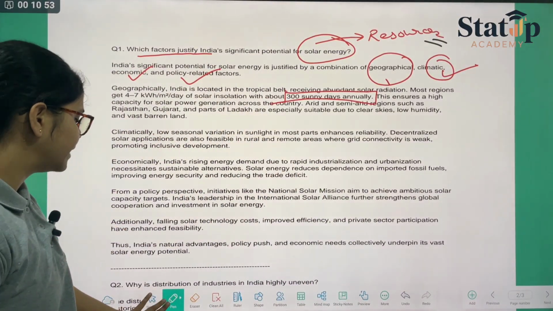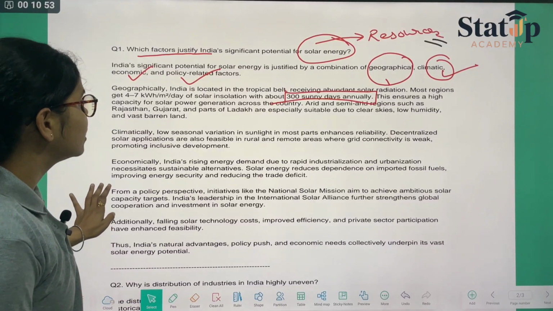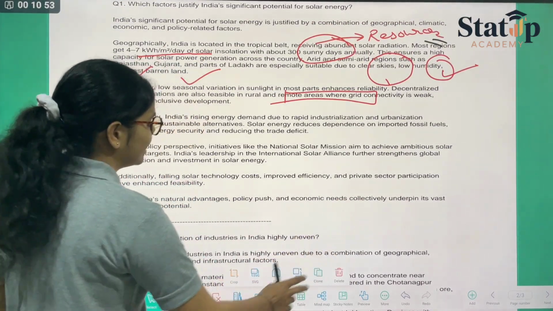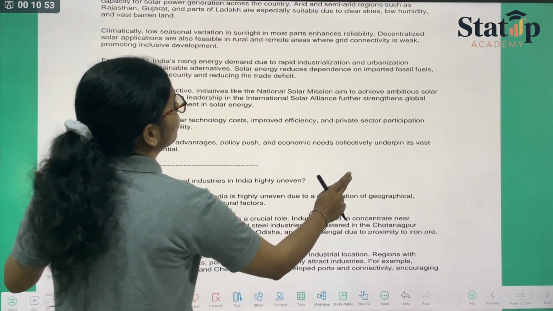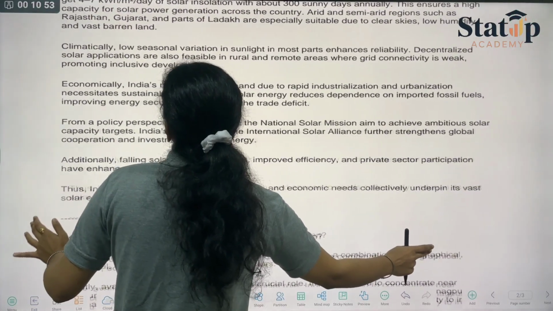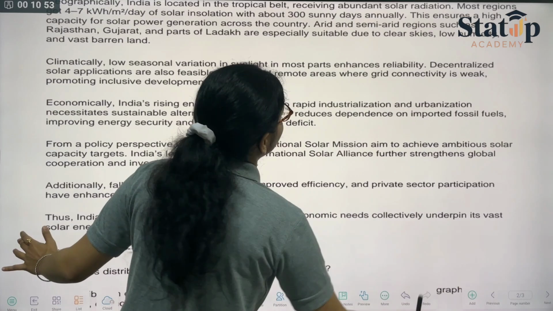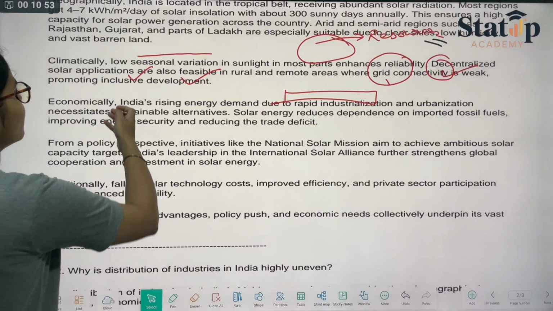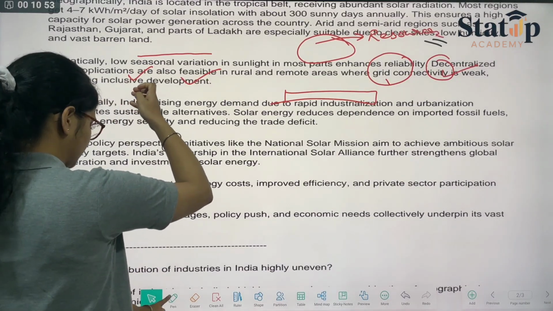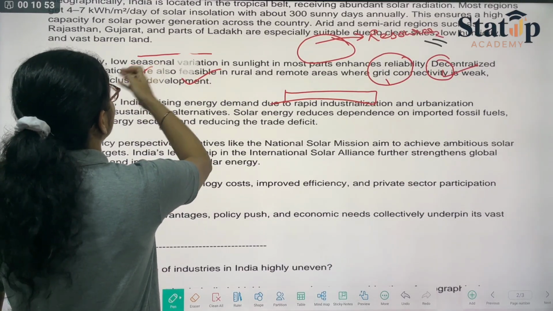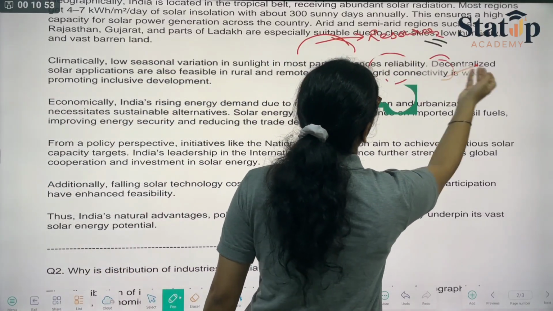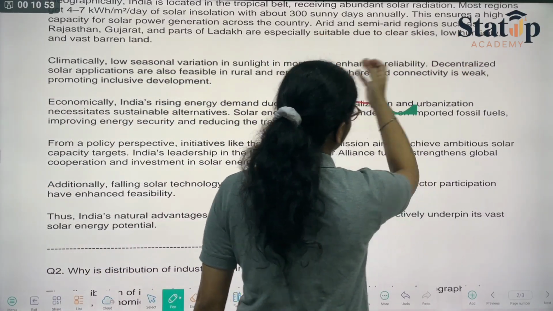Then we have the climatic reason, which says that low seasonal variation in sunlight in most parts enhances reliability. Decentralized solar applications are also feasible in rural and remote places where grid connectivity is weak, promoting inclusive development. So these things are to be taken care of. That means they are talking about the climate.